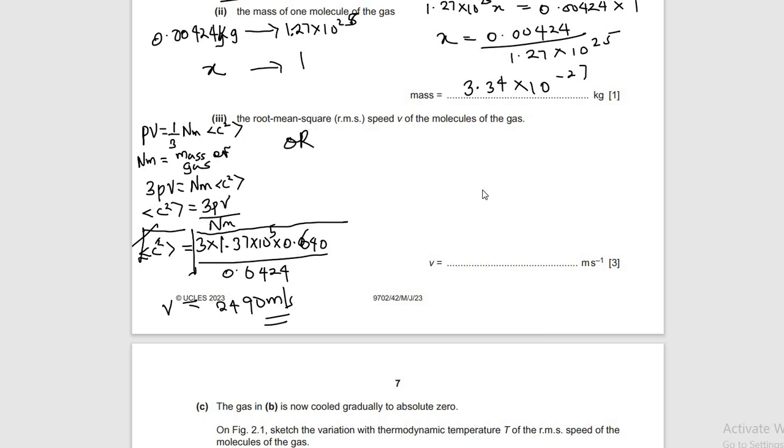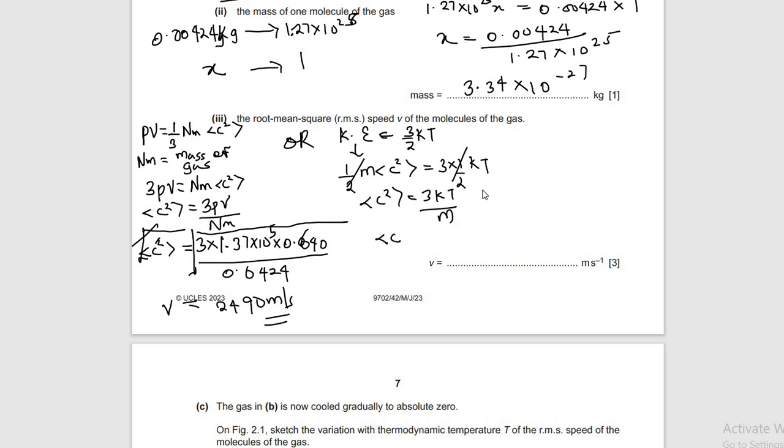Alternatively, the kinetic energy of a gas molecule can be 3 over 2 kT. And what's the formula for kinetic energy? Half mv squared. In this case, v is the mean square speed, so half mv squared equal to 3 over 2 kT, right? Half cancels half. So I can find the mean square speed to be 3 kT over mass.